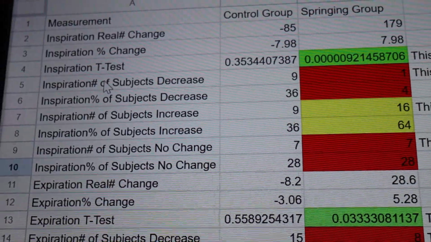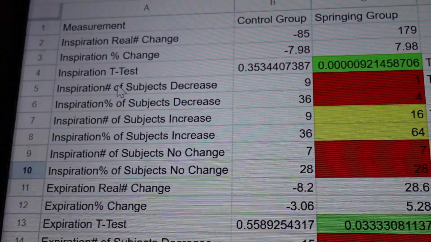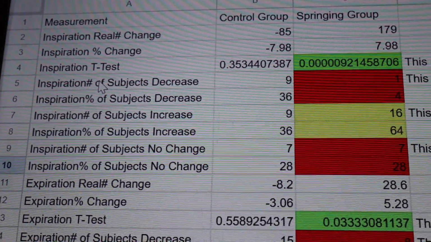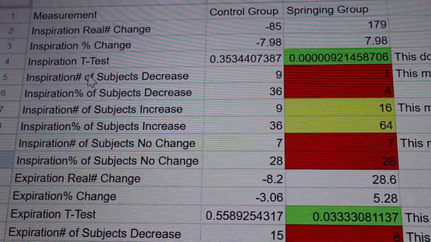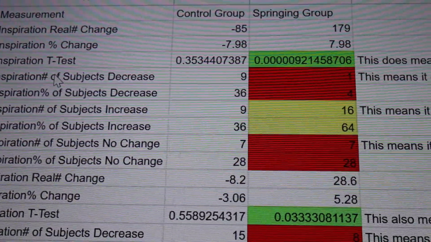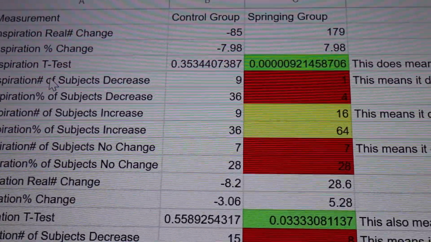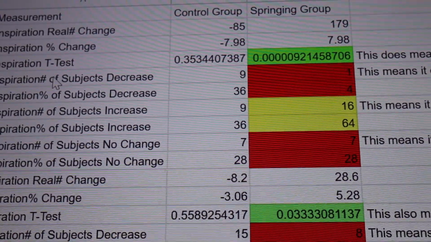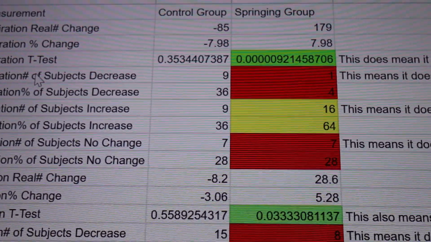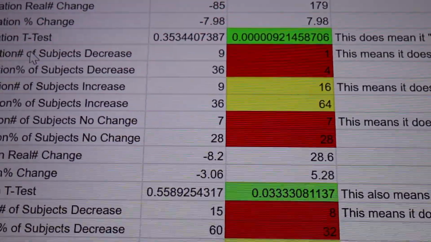So we've got the real number change. I don't necessarily know what the measurement is on the specific tool that they were using. So we've got -85 as an average for inspiration on the control group, and plus 179, or they did better at 179 units. And then it's actually, interestingly, 7.98% negative and 7.98% positive.